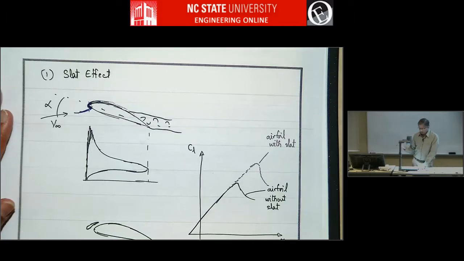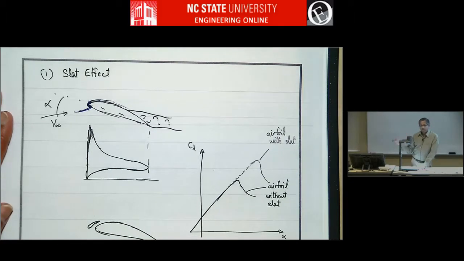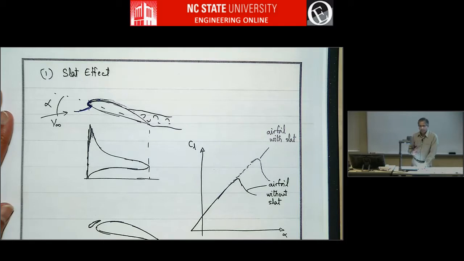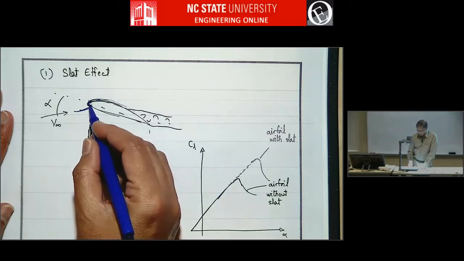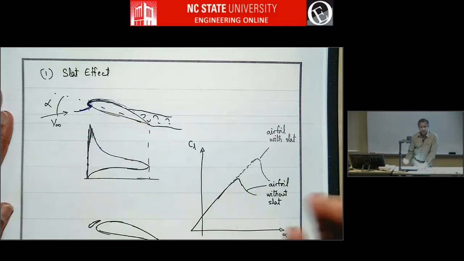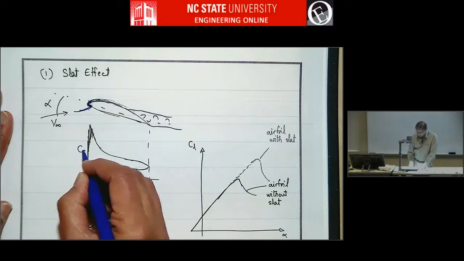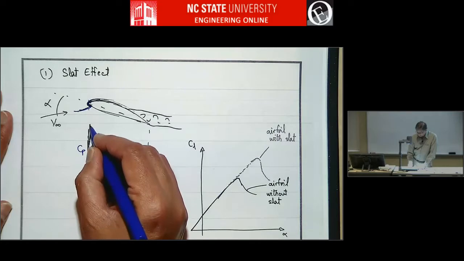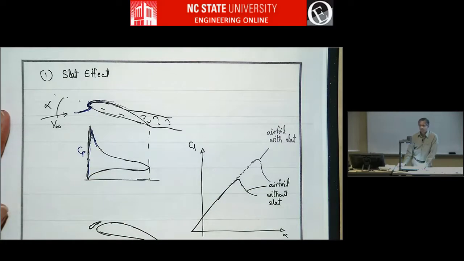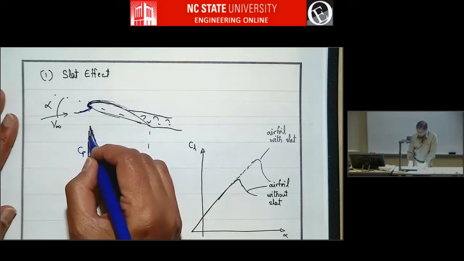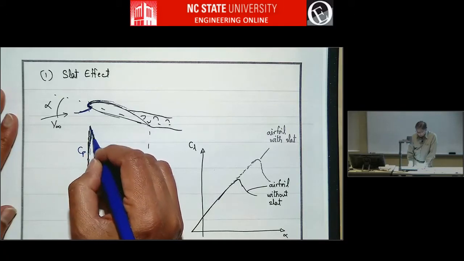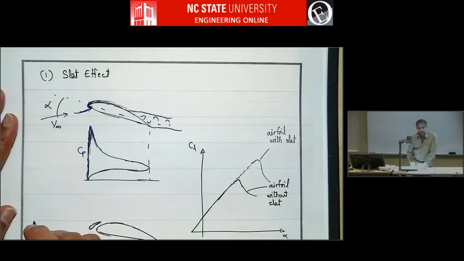So maybe 1.2 or 1.3 times V infinity, right? And high velocity means low pressure from Bernoulli's theorem. So if you draw a CP diagram, you get a suction peak, and you've probably seen this in XFOIL, right? A suction peak is basically some kind of a peak near the leading edge.